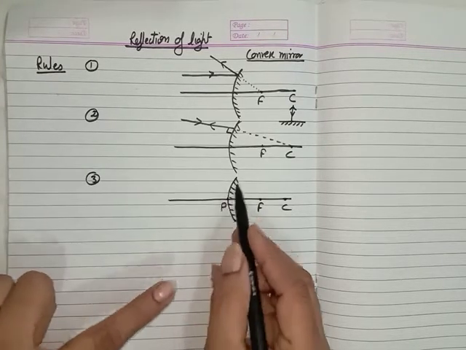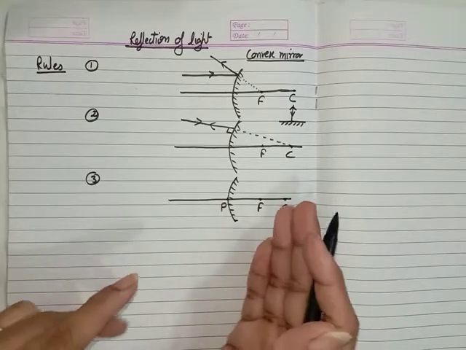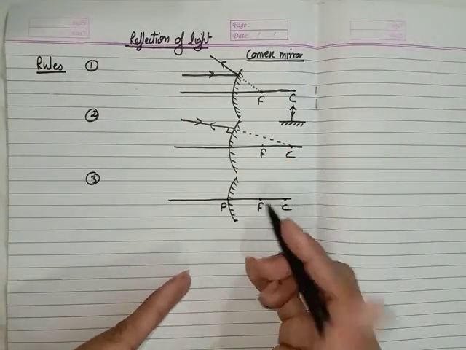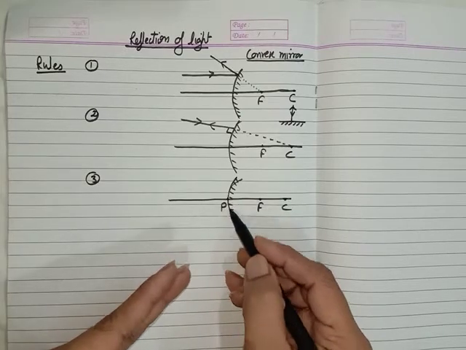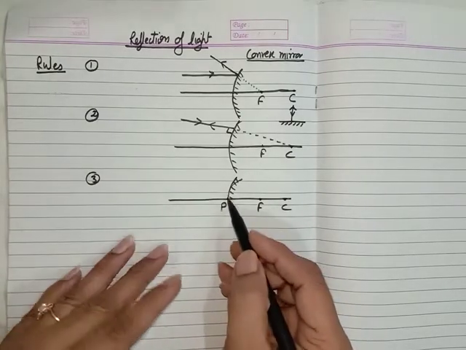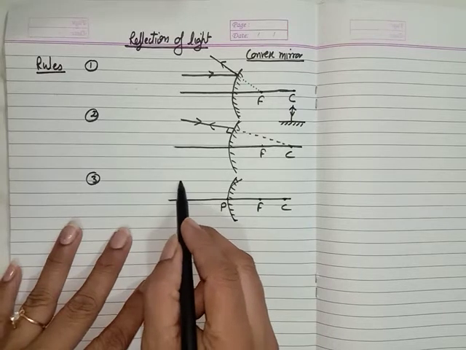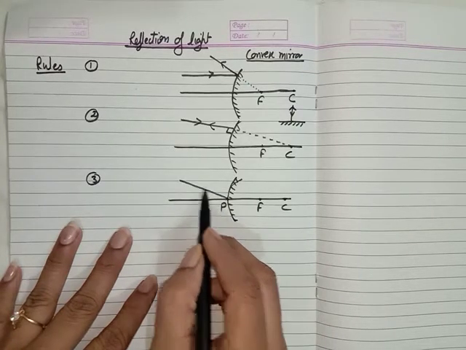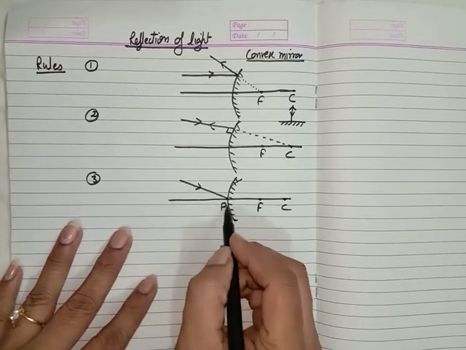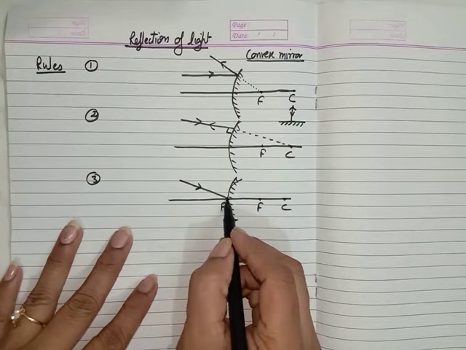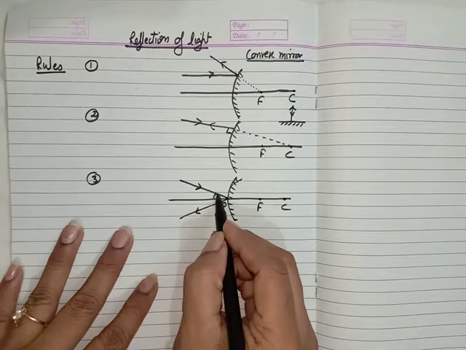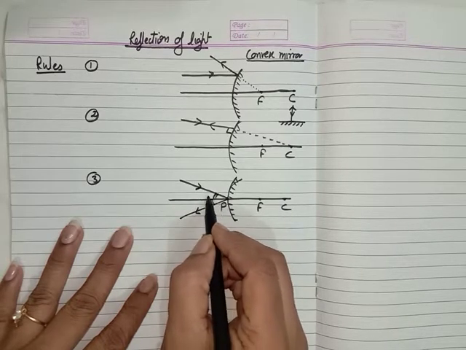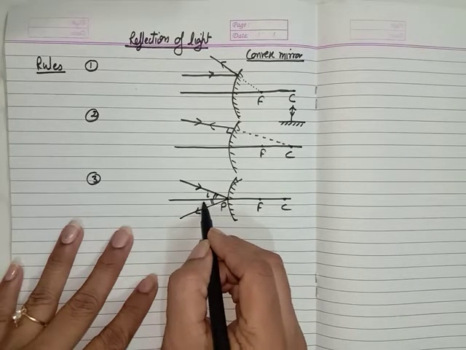The center of this mirror is called the pole of the spherical mirror, the sphere of which this mirror is a part. The center of this aperture is called the pole. If a light ray is coming towards the pole, it is reflected in such a way that the angle of this is equal to the angle of this one. It means the angle of incidence is always equal to the angle of reflection.